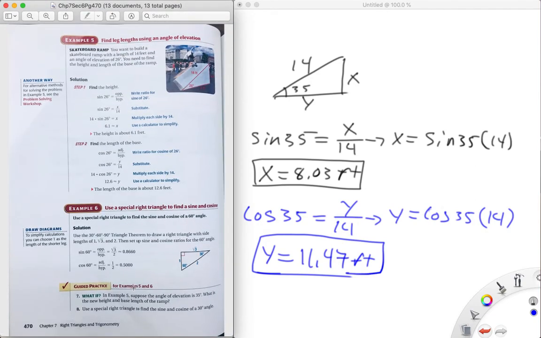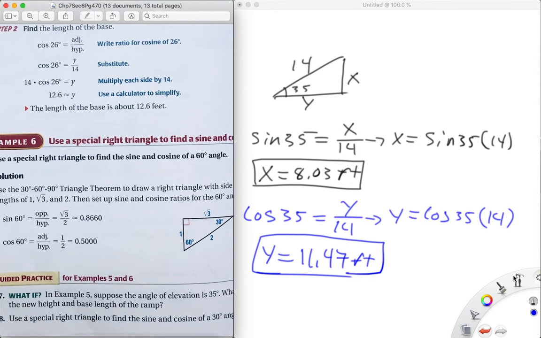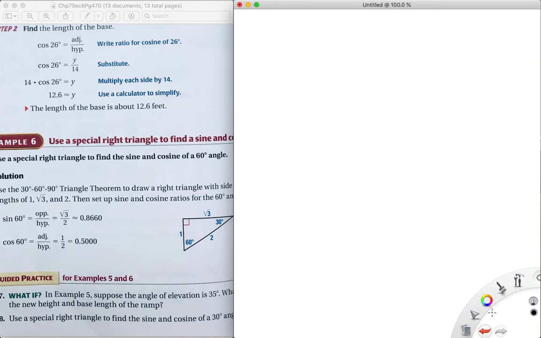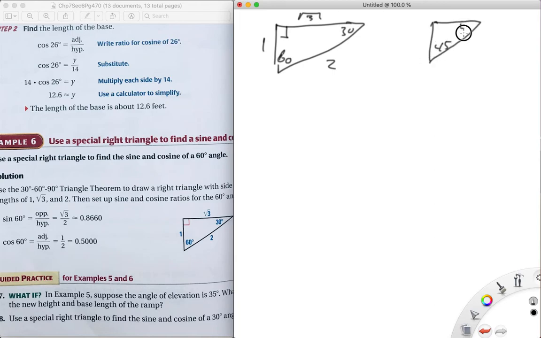Special right triangles. If we were to do the 30, 60, 90, this would be 1, this would be square root of 3, this would be 2. And then with 45, 45, 90, this would be 1, this would be 1, this would be square root of 2.